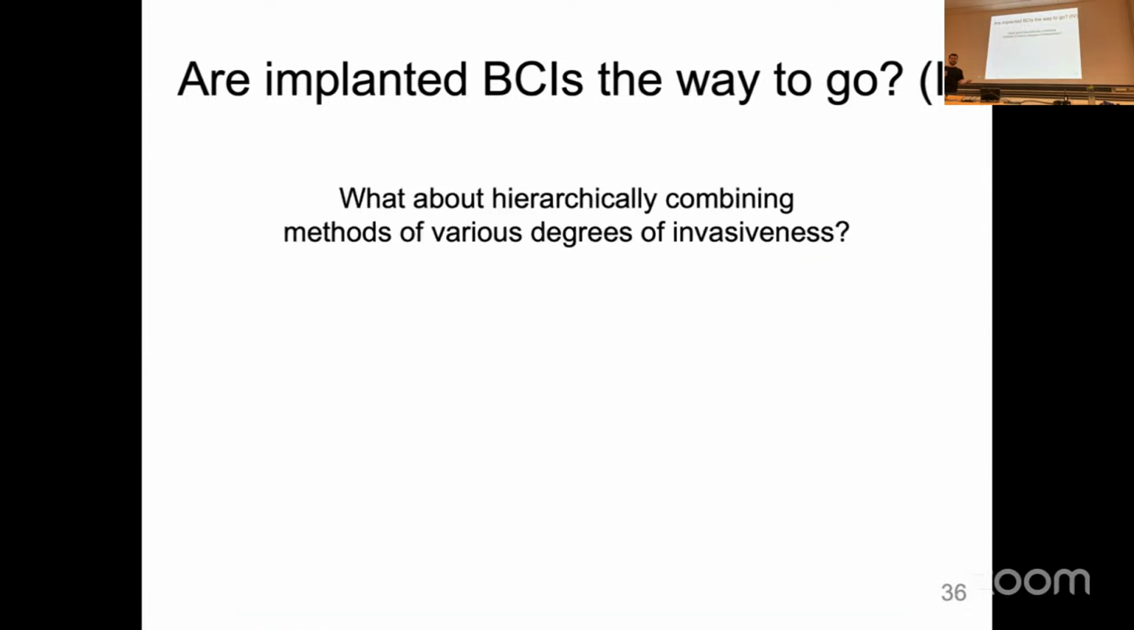All right, so maybe finally, I thought about what if we somehow hierarchically combine these methods? Maybe we could have a few more invasive and many less invasive ones and somehow get better results by doing this. And I would just ask you if you see any potential or problems with this approach.